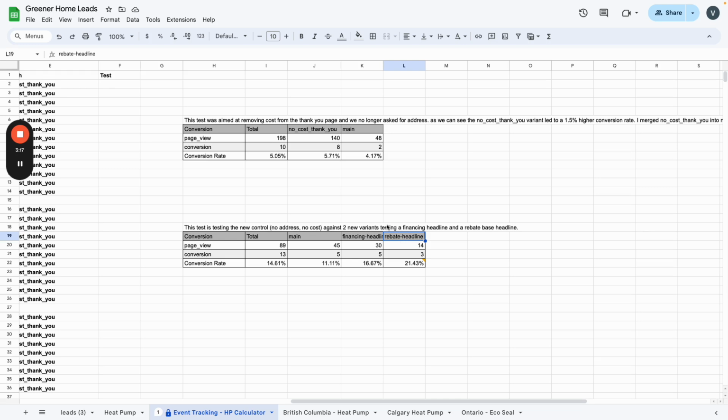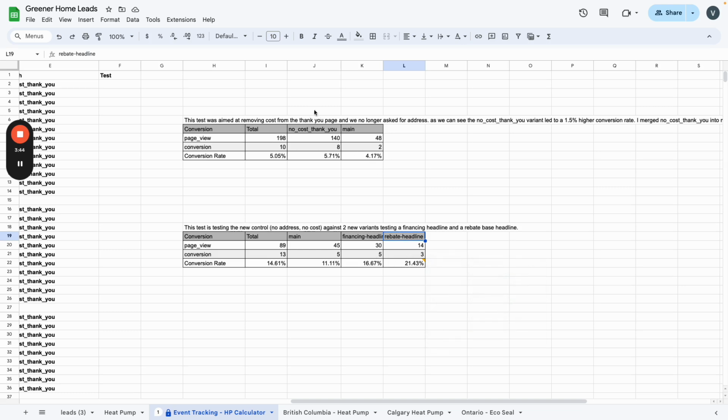And you could see from here that rebate isn't getting as much traffic as I would like. I'm likely going to turn off main, which is this one here. But we can see that we got 45 page views here. Of those, 5 converted for an 11.11% conversion. Financing did increase by about 5%, right? What the conversion rate is, which means for every 100 clicks, we get 5 more leads on this landing page as opposed to the other. And then for the rebate headline, we got 21.43%.